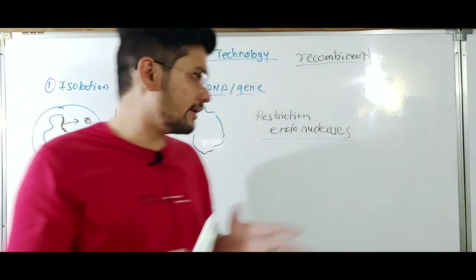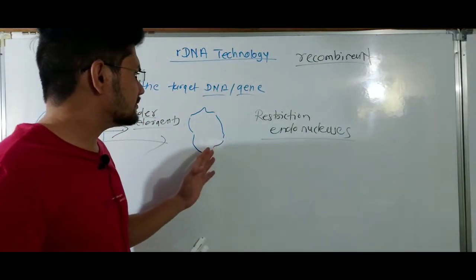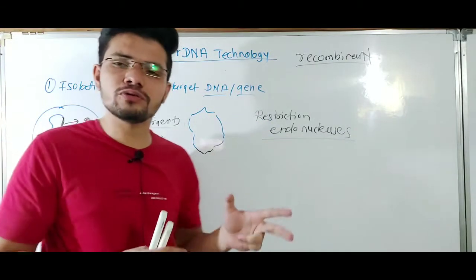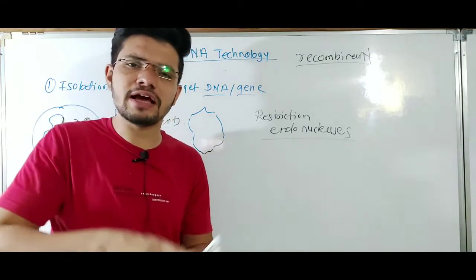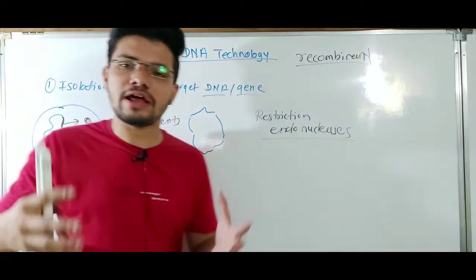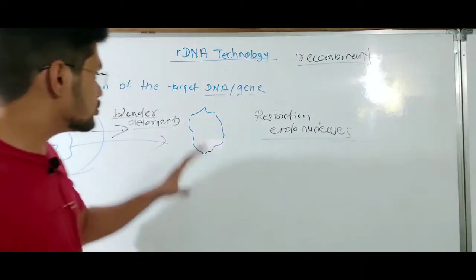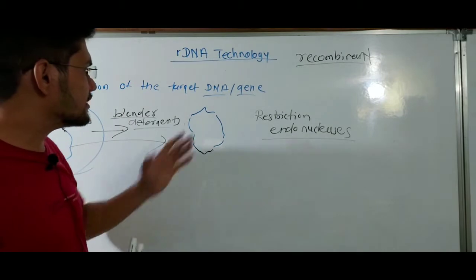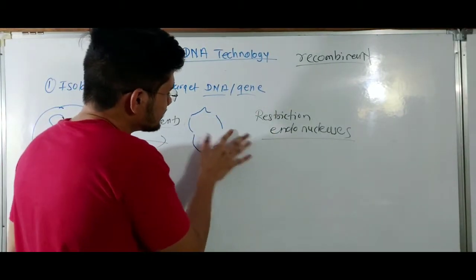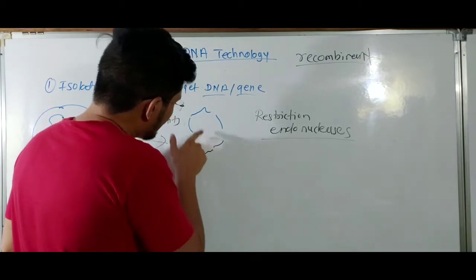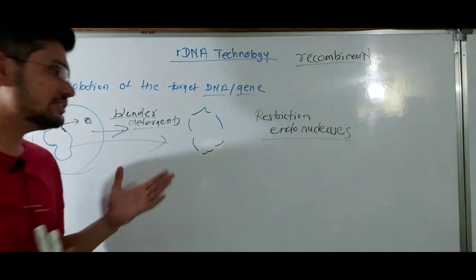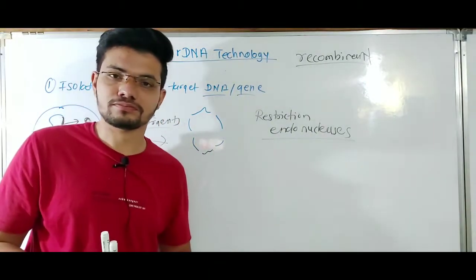So exonuclease and endonuclease. But in this scenario, we are going to take restriction endonuclease. These are like molecular scissors which are going to cut the DNA, making it into fragments, right? So that is what restriction endonuclease is going to do. After applying the restriction endonuclease, we will get DNA fragments and we will get our target gene, which is the insulin producing gene.